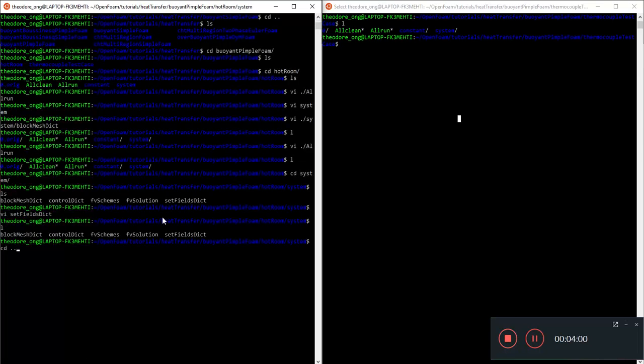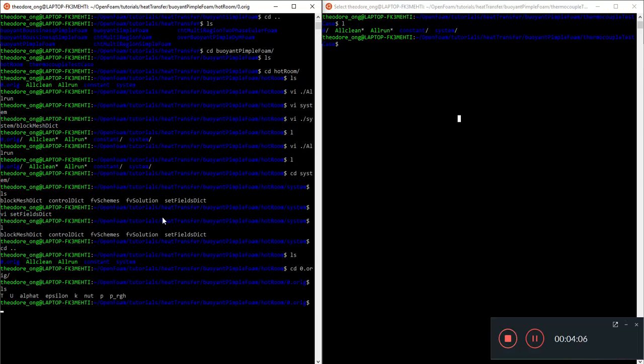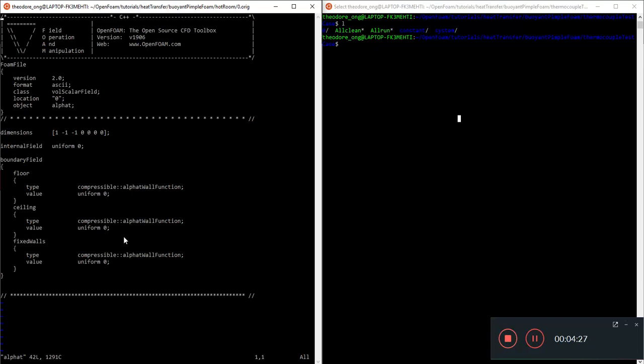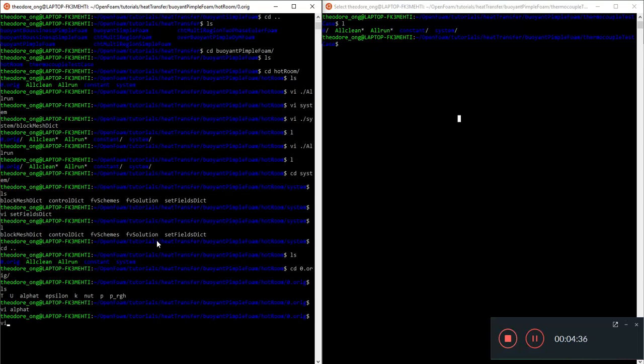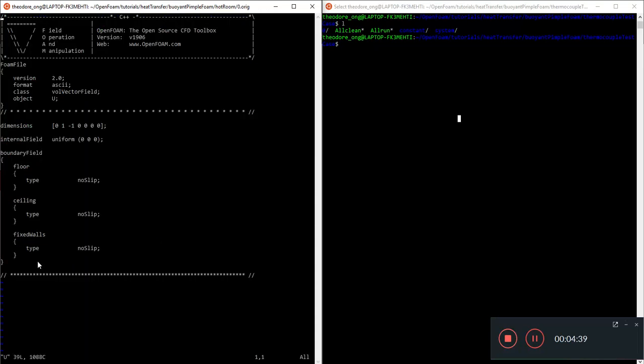Okay, so let's go back, cd 0.orig, and we see that again we have very similar files as before. We have U, alphat and so on, meaning to say these things tell us there's turbulence. alphat also tells us there is some turbulent thermal diffusivity. So let's take a look at alphat. All right, so this is an alphat wall function, which we already know what this represents, so we're not going to delve in too much. Let's take a look at the U velocity. Again, no slip, nothing too surprising there.